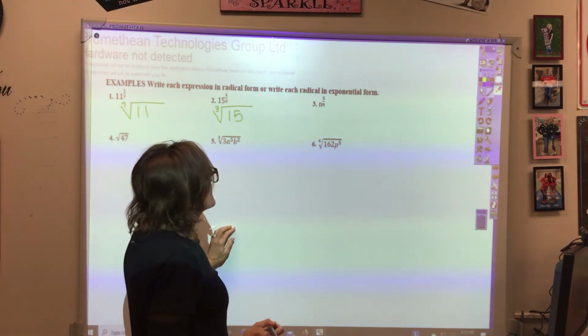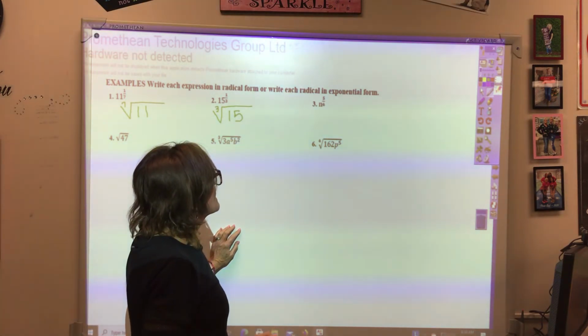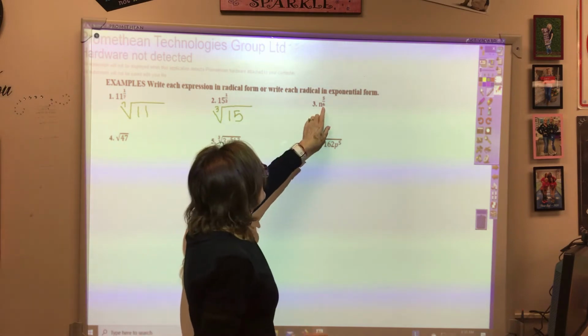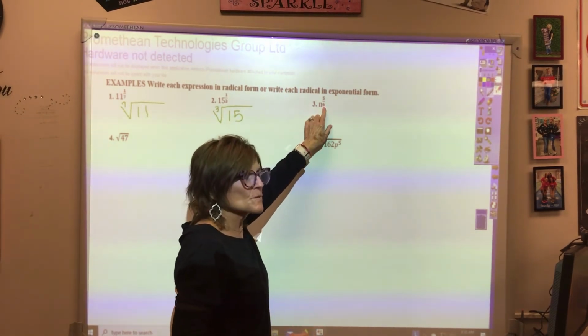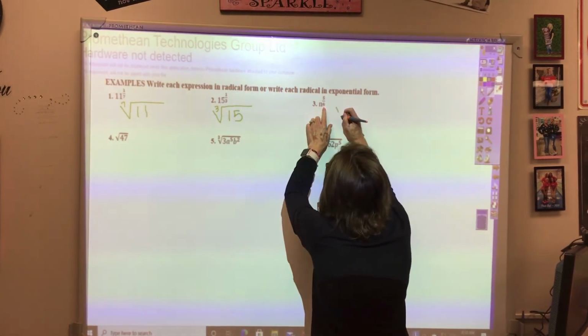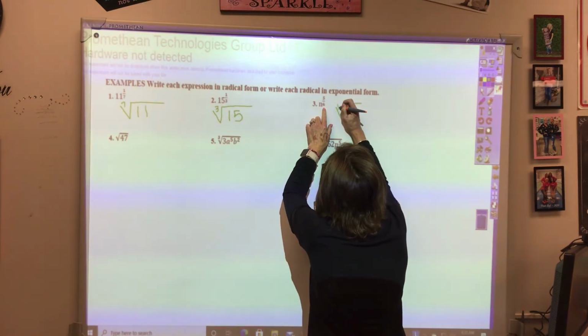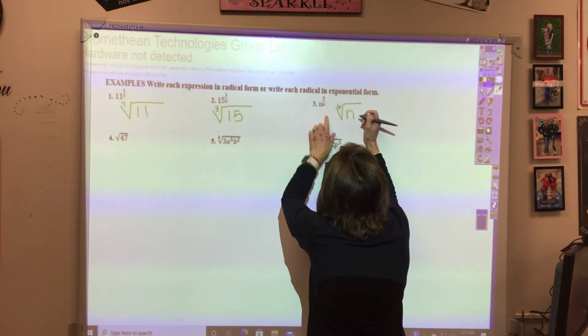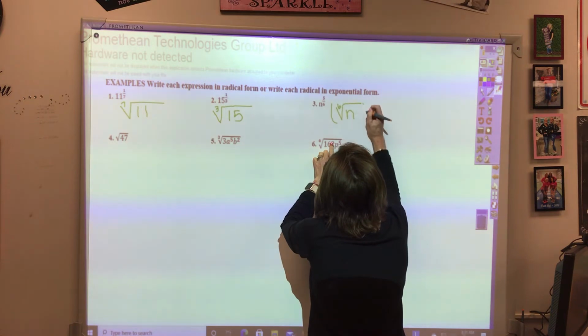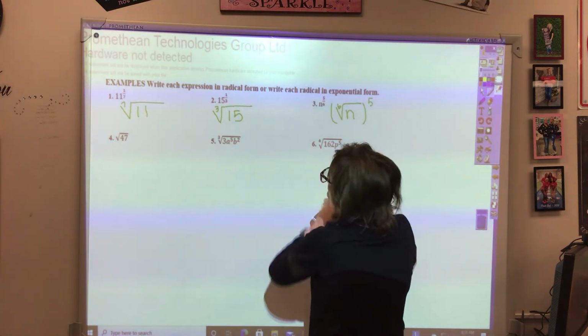On the third one, we have n raised to the 5/6 power. Remember that the denominator is the root, so we can take the 6th root of n, and I like to do mine in parentheses, raised to the 5th power.